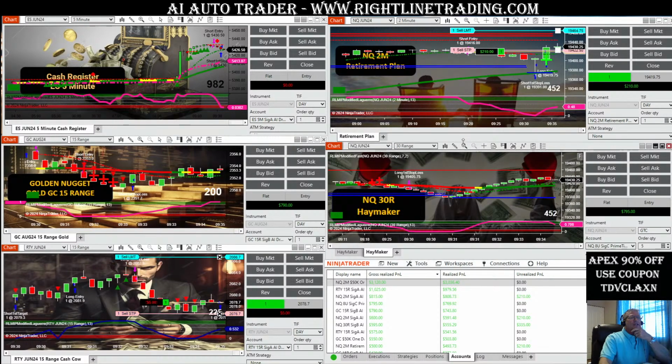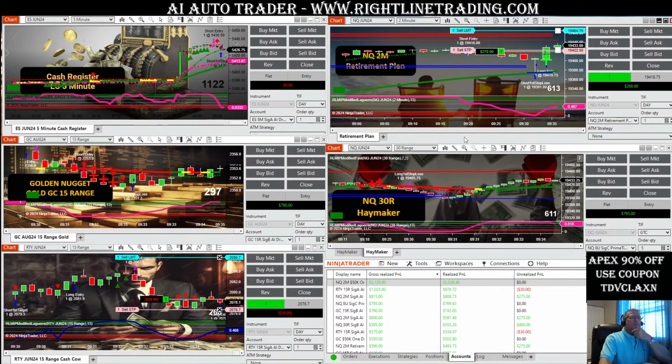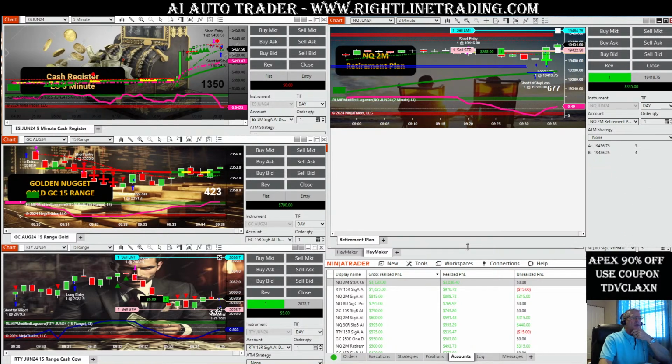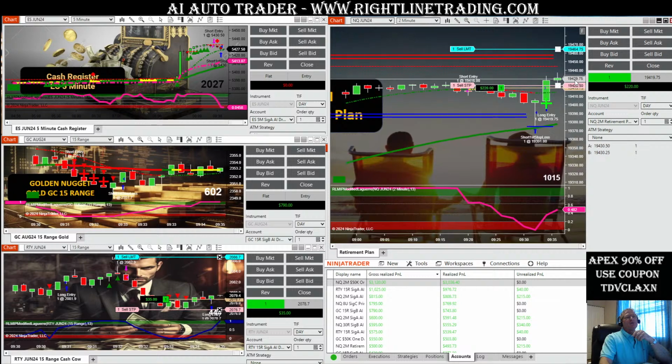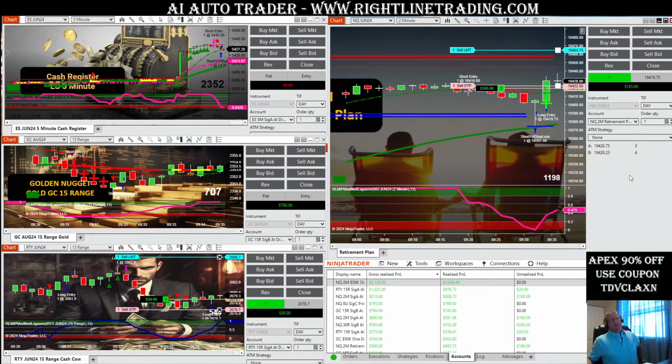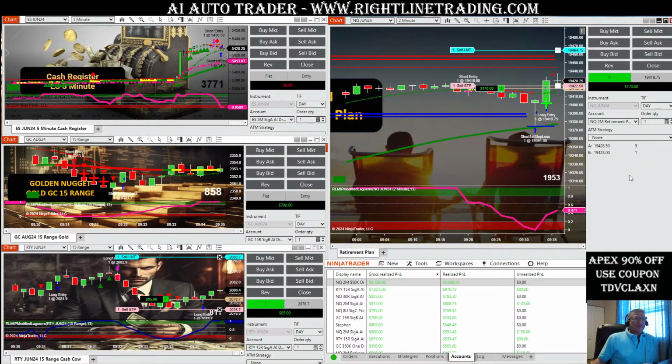If this is your first time joining us today, we're going to be showcasing the AI Auto Trader. This is a system that can be used to take discretionary trades. It also comes with fully automated strategies that run in NinjaTrader 8 that, once they're enabled, will execute and manage the trades on your behalf.